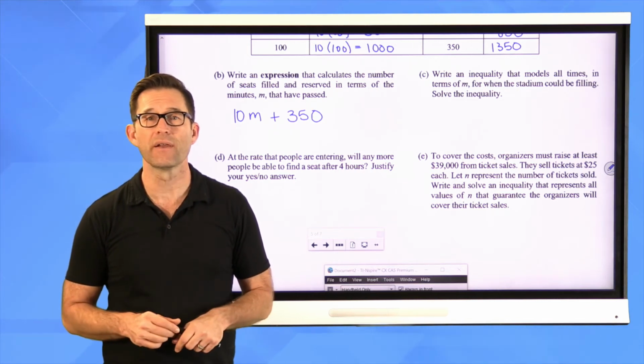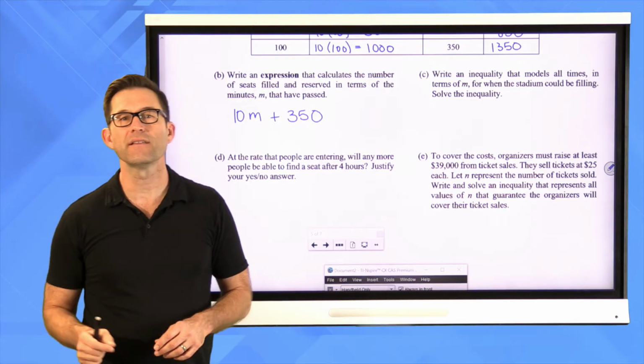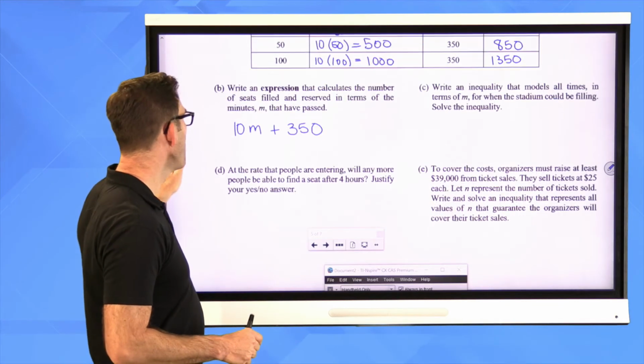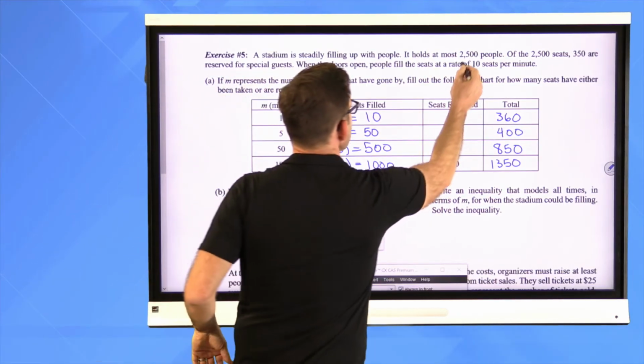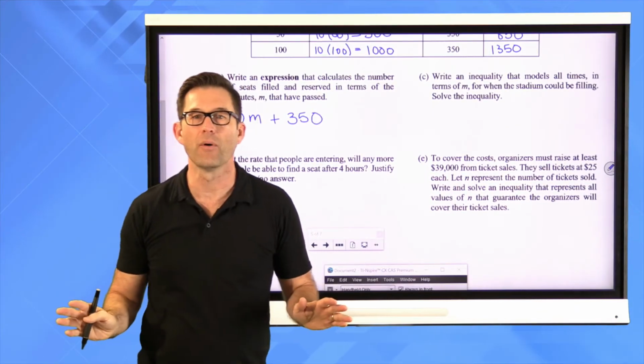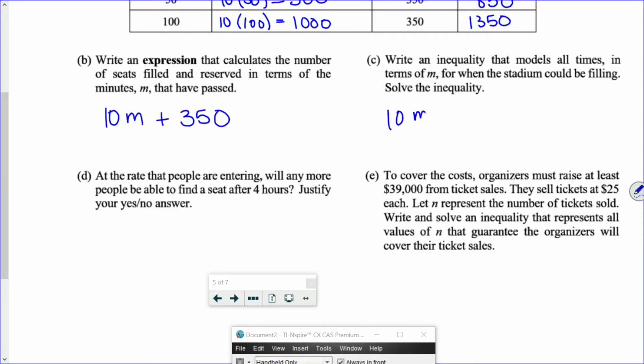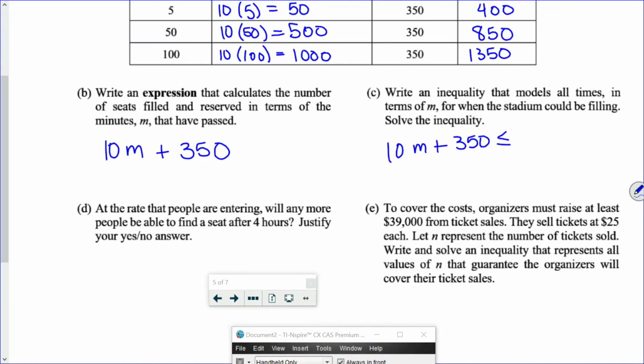All right, let's take a look at letter C. Write an inequality that models all times in terms of M for when the stadium could be filling. Solve the inequality. Well, finally we've got an inequality, right? And what do we know? It holds at most 2,500 people, right? At most 2,500 people. So my inequality has got to be 10M plus 350 is less than or equal to 2,500.